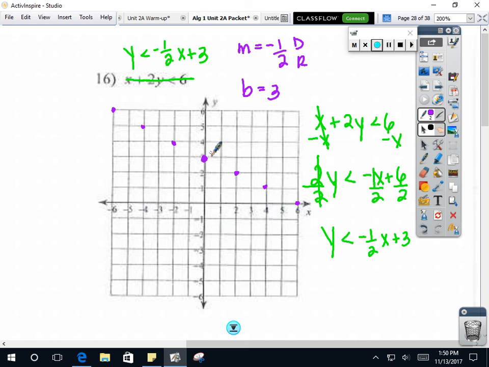Okay, is this going to be a dashed or a solid line? Dashed. There's no equal to bar. There's just a less than. So are there any solutions on the line? No. Less than, which will be below the line. So everything below the line is where all your solutions are. Not on the line, just below the line.